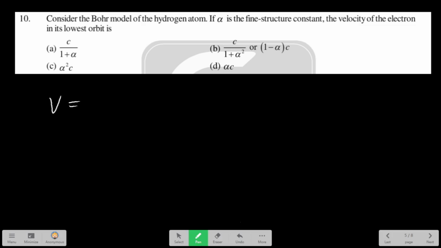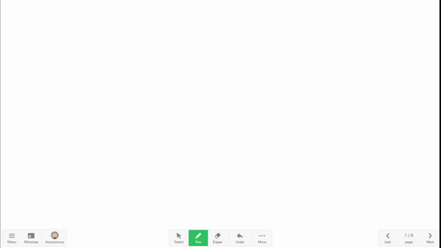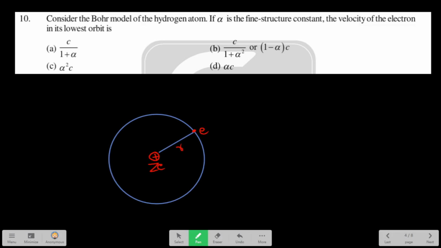V is equal to Z e square upon 4 pi epsilon naught n h cross. This is the velocity of electron in the nth orbit for a hydrogen atom or hydrogen like ion. If you don't remember this formula, how will you develop the formula for this? That you can do by considering the radial equation of motion.